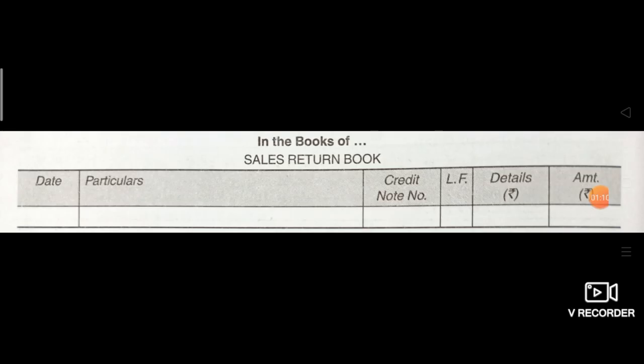This is the format of sales return book. It is just like other books, date, particulars. Only the difference is, in sales book there will be invoice number and in sales return book there is credit note number. A credit note is prepared containing all the details of sales return etc. It is a source document to record entries in the sales return book. Okay, it is always serially numbered and dated, so number will be written here. LF, details for calculation and amount.